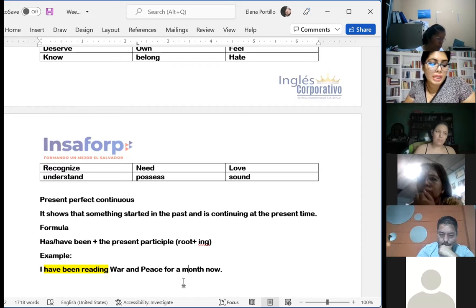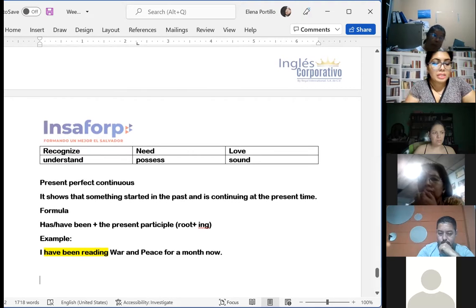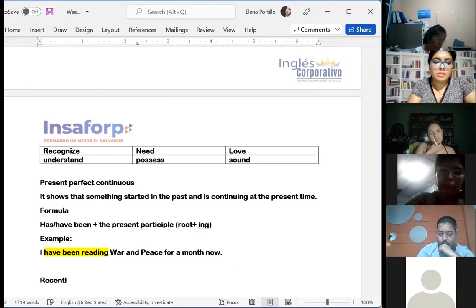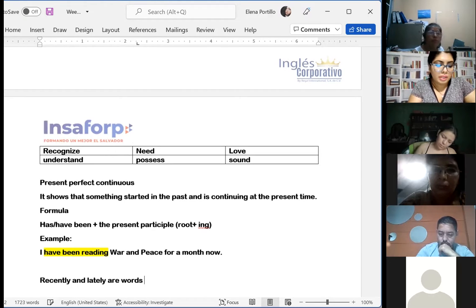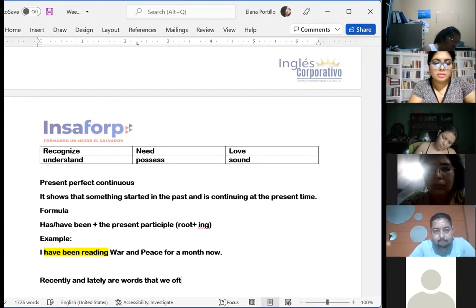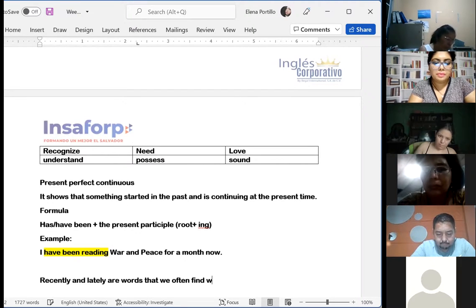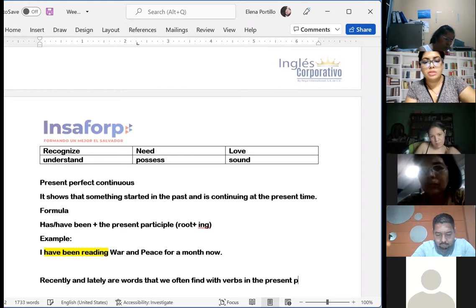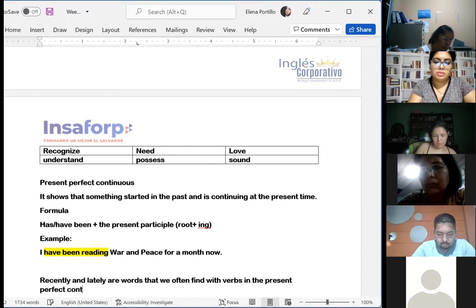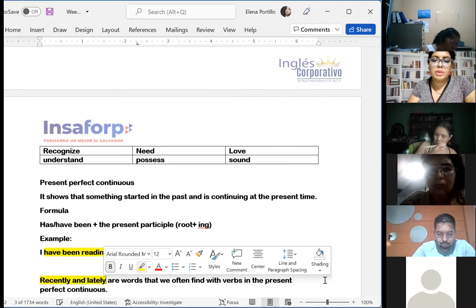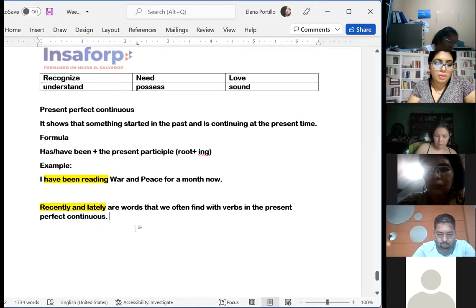Recently and lately are words that we often find with verbs in the present perfect continuous tense. So we have recently and lately are words that we often find with verbs in the present perfect continuous. Recently and lately are very common words that we can use in this kind of structures.